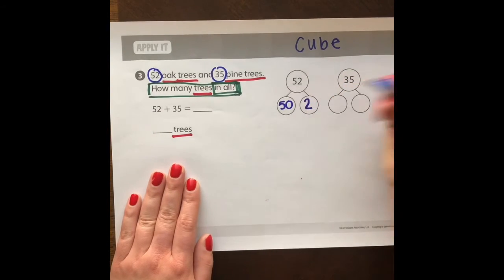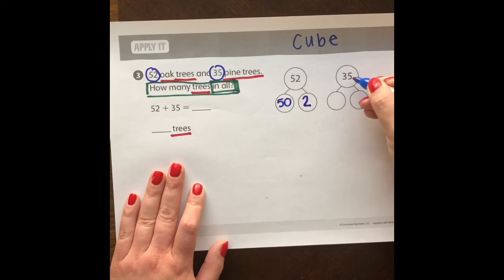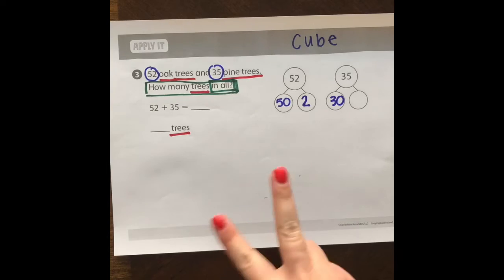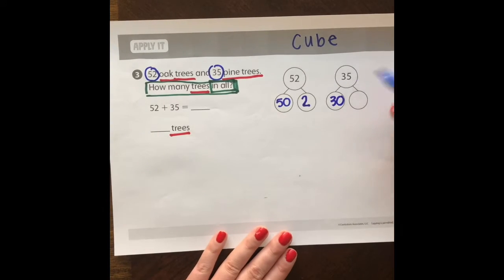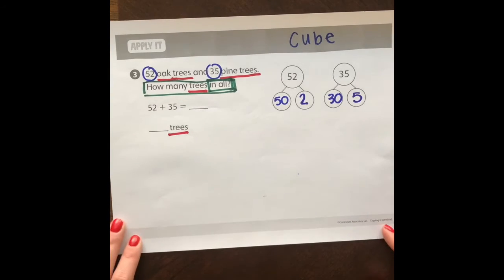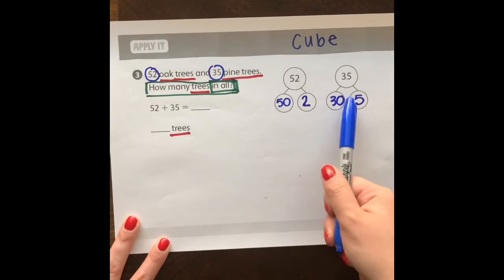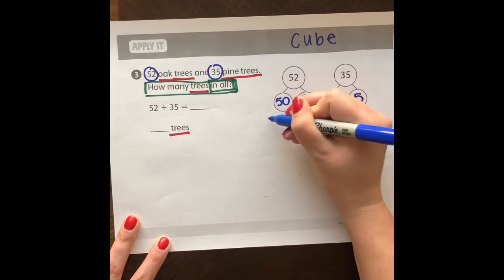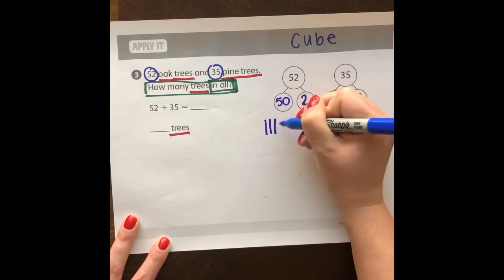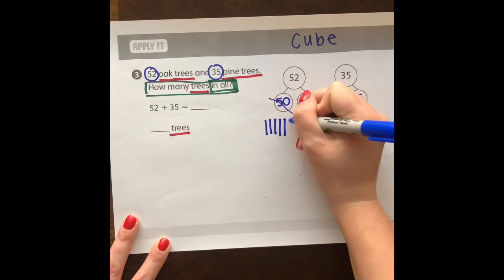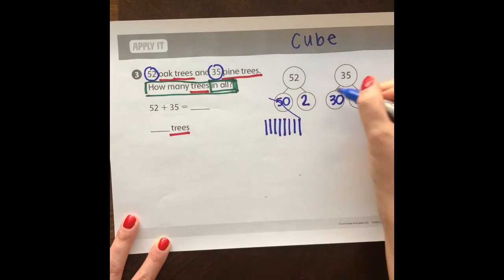I'm going to put a 2 here. And in the number 35, we know that there are 3 10s, which is equal to 30, 10, 20, 30. And we know there are 5 ones, so we are going to put that here. Now, all we need to do is combine our 10s and our 1s here. So let's start here. We have 5 10s, 1, 2, 3, 4, 5. We used that. We have 3 10s here, 1, 2, 3.